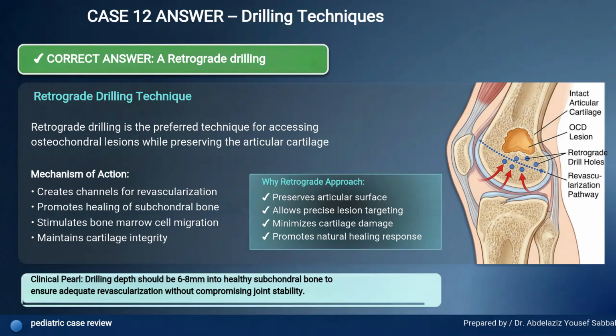The retrograde approach is preferred because it preserves the articular surface, allows precise lesion targeting, minimizes cartilage damage, and promotes the natural healing response. Clinical Pearl: drilling depth should be 6 to 8 millimeters into healthy subchondral bone to ensure adequate revascularization without compromising joint stability.